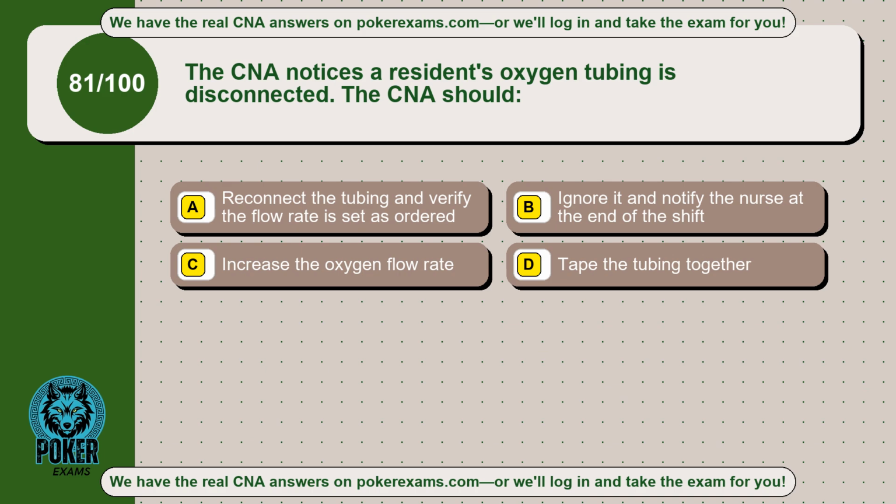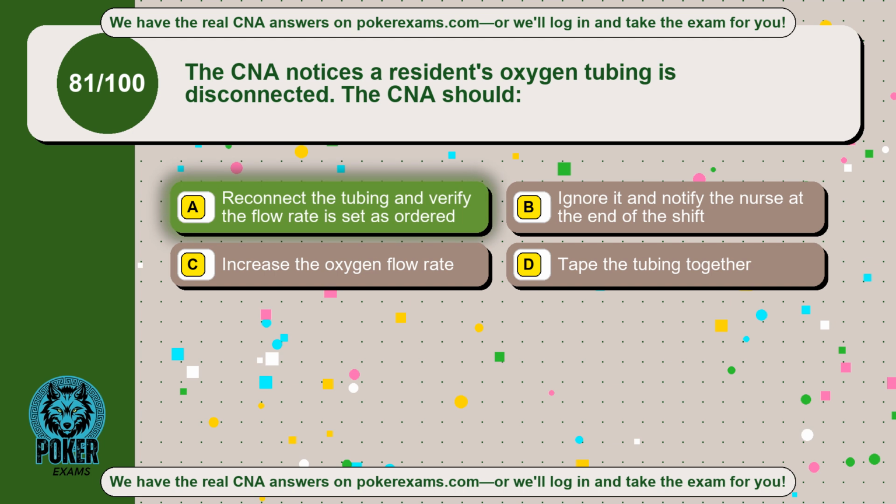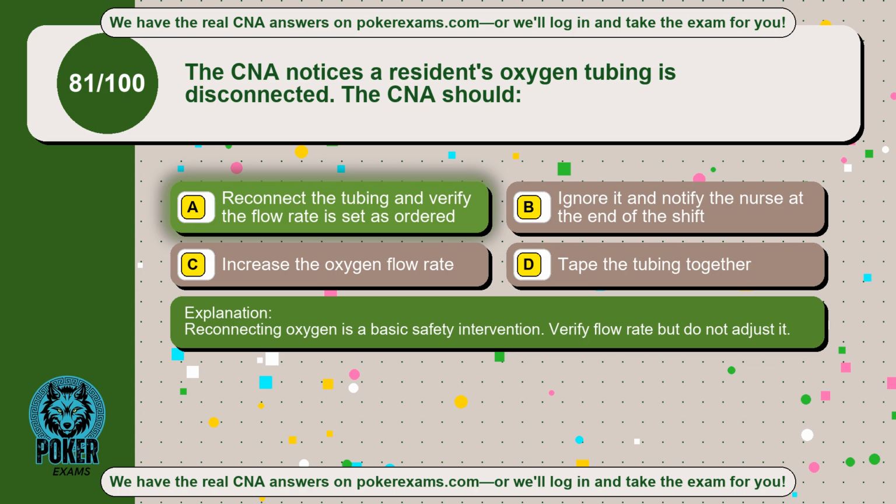Question 81. The CNA notices a resident's oxygen tubing is disconnected. The CNA should. Option A. Reconnect the tubing and verify the flow rate is set as ordered. Option B, ignore it and notify the nurse at the end of the shift. Option C, increase the oxygen flow rate. Option D, tape the tubing together. The correct answer is option A. Reconnect the tubing and verify the flow rate is set as ordered. Reconnecting oxygen is a basic safety intervention. Verify flow rate but do not adjust it.